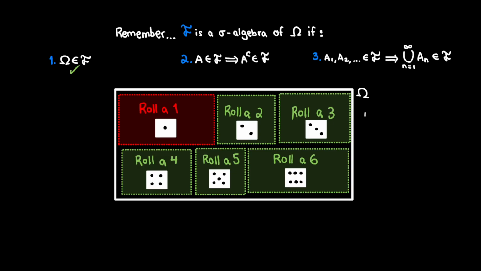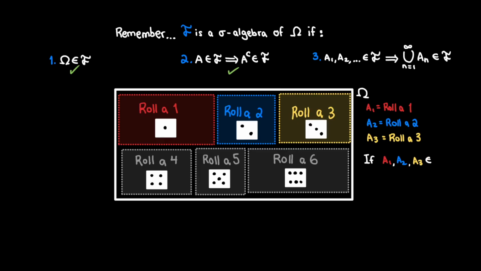Now, if we can calculate the probability of rolling a 1, we wish to be able to calculate the probability of not rolling a 1. In other words, if A is an element of the event space, then its complement must also be an element of the event space, which induces property number 2. Finally, if we consider a sequence of events, like rolling either 1, 2, or 3, it's desirable to calculate the probability of any of these happening. This means the union of all these events should be an event itself, resulting in condition number 3.